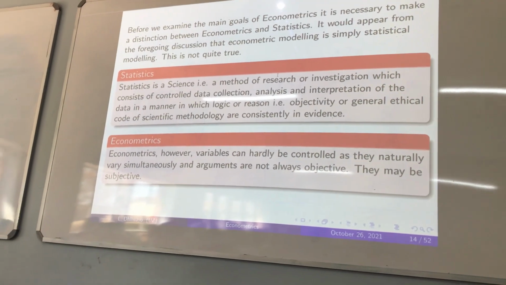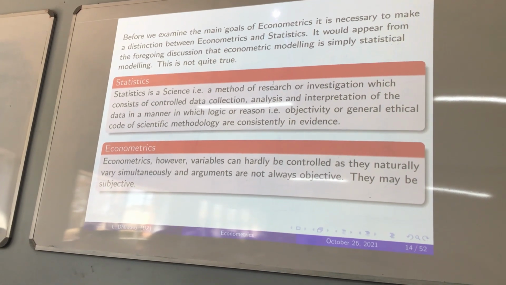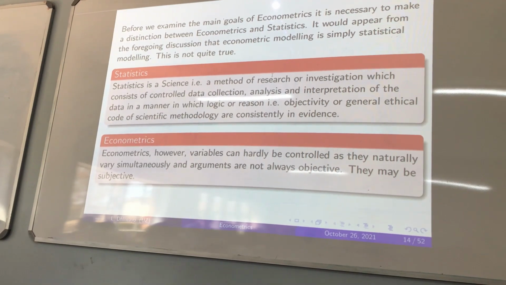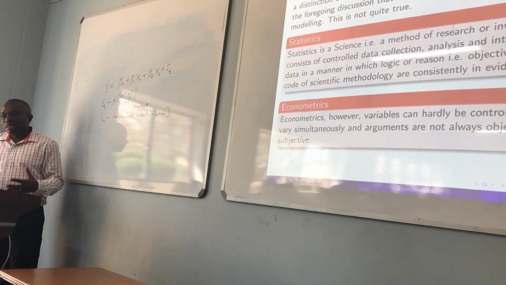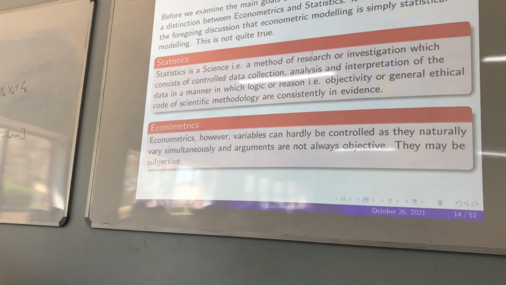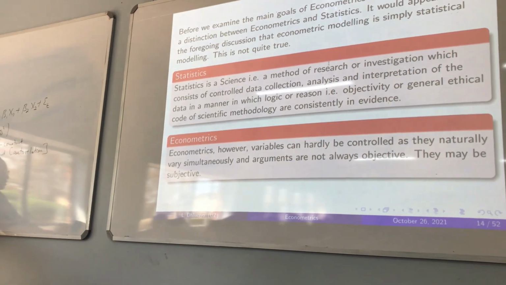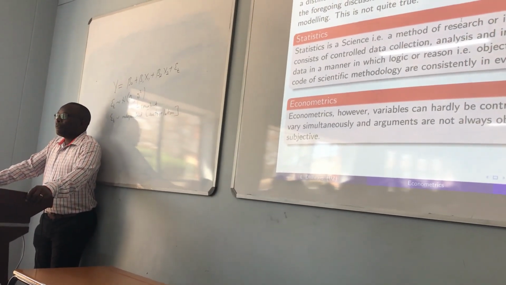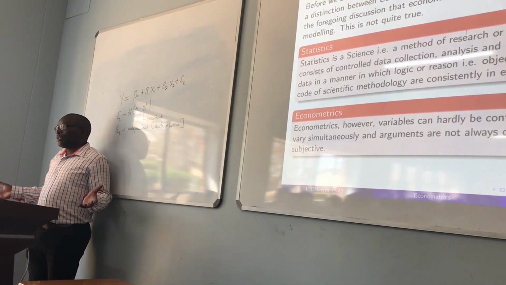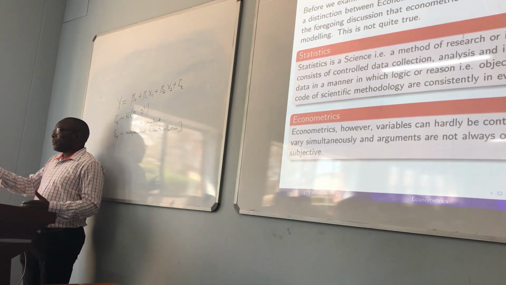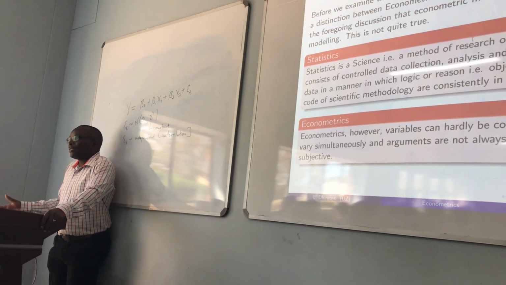Okay. Then, econometrics. In econometrics, variables can hardly be controlled. Like inflation. Can you control inflation? As they naturally vary simultaneously, arguments cannot always be objective. They may be subjective. Like some of the questions I was asking you, that's why I was saying that you are entitled to what? Your own opinion. That means it's subjective. The way you think is not the way she thinks. That's when you're dealing with econometrics now. Some of the variables are what? Subjective.